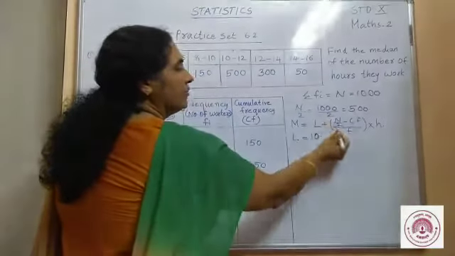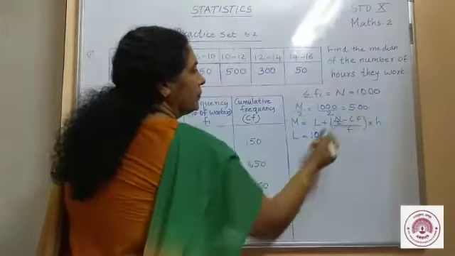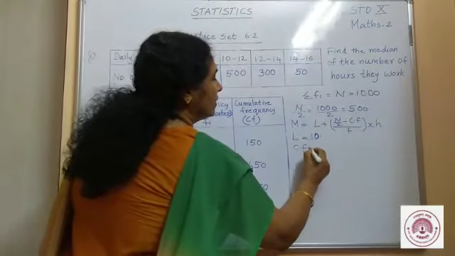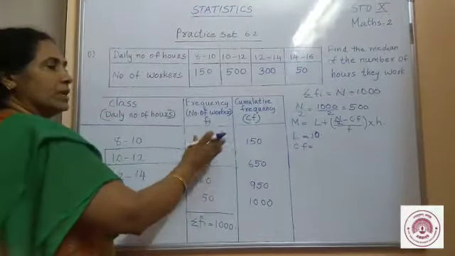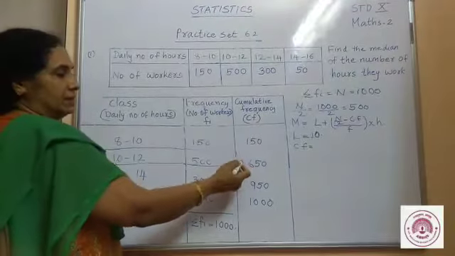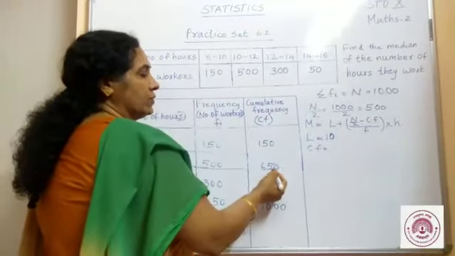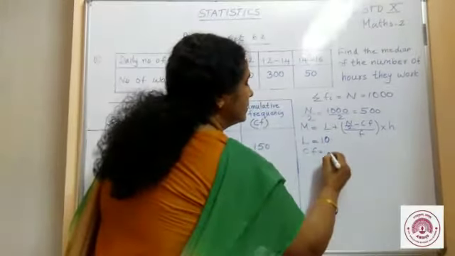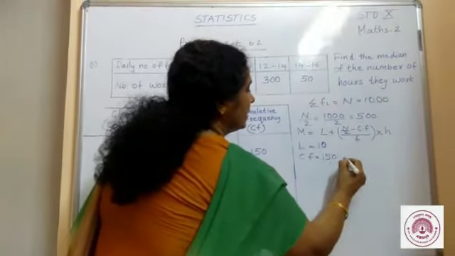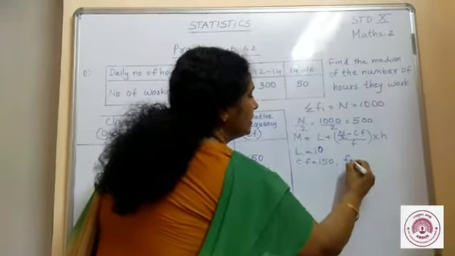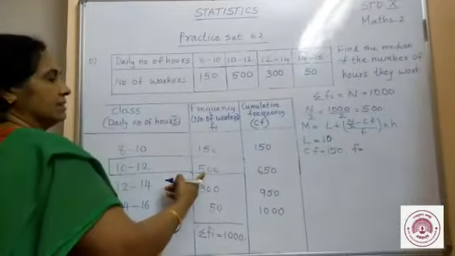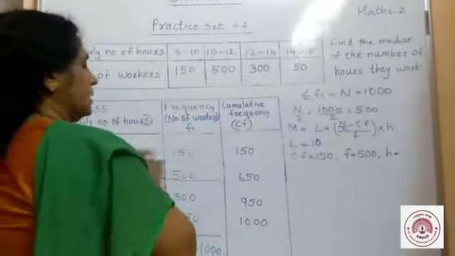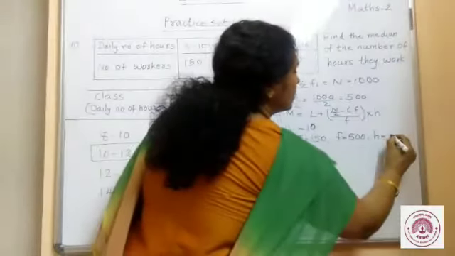And we have N by 2, that is 500. Then CF means the cumulative frequency preceding the median class, that is 150. So CF is equal to 150. Then F is equal to the frequency of the median class. Here the median class is this, and its frequency is 500. H is equal to the class interval. So here, for 8 to 10, what is the class interval? 2.